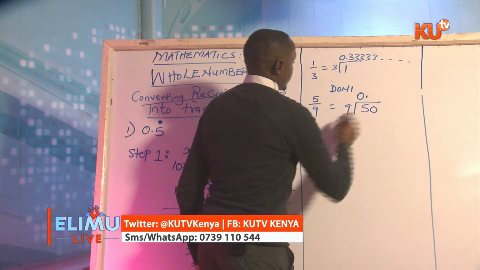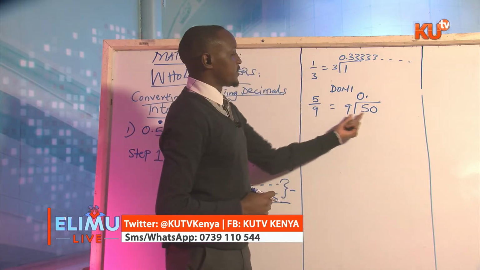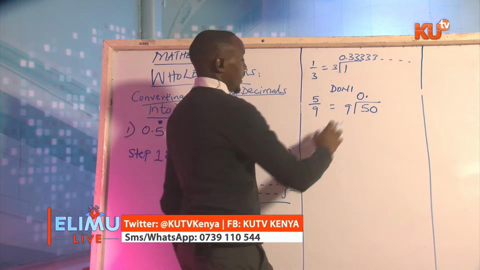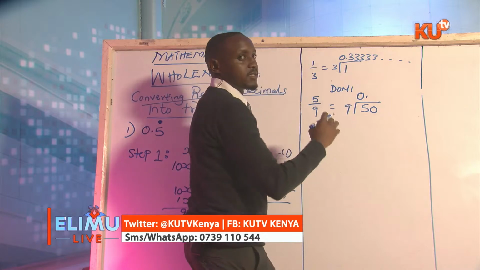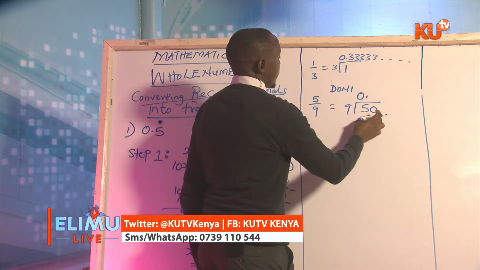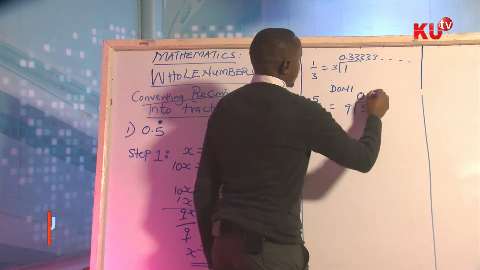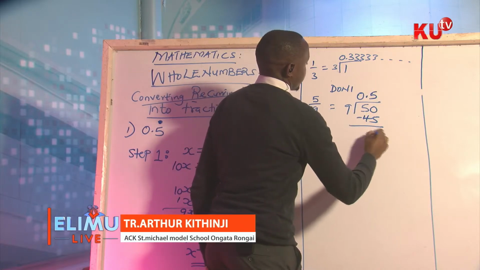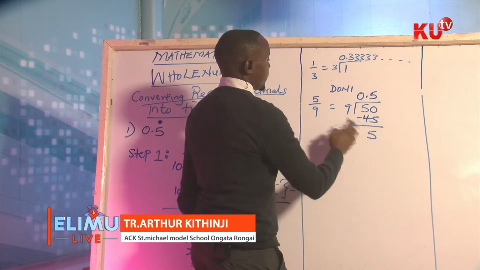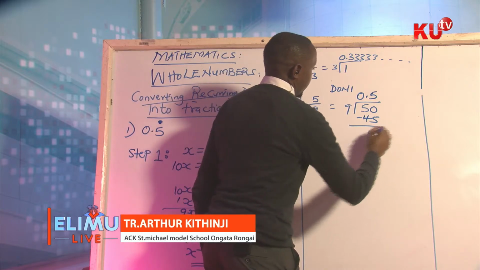Then we add 0 to 5 to make it 50. 50 divided by 9, we know that 9 times 5 is 45. That is the nearest number that is a factor of 9 near 50. So 9 times 5 is 45. When you subtract, you get 5. 5 again is not divisible by 9, so you add a 0.